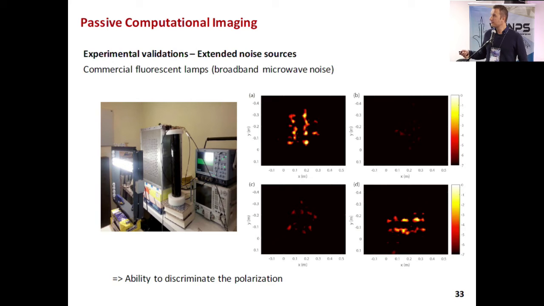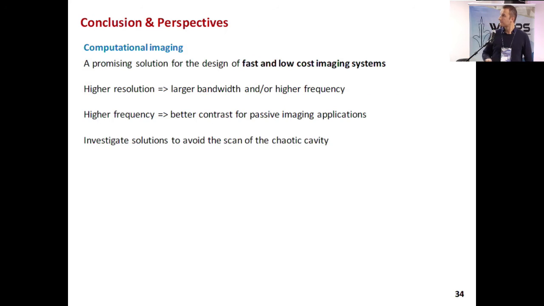Okay, last example for passive computational imaging, this time with extended noise sources. We used commercial fluorescent lamps that are known to radiate a broadband microwave noise in this frequency range. And we are able here to also discriminate the polarization of the target. So here we see in this example the copolarization and the cross-polarization. The fluorescent lamps were placed like this and then horizontally here. So we can also have the information on the polarization.